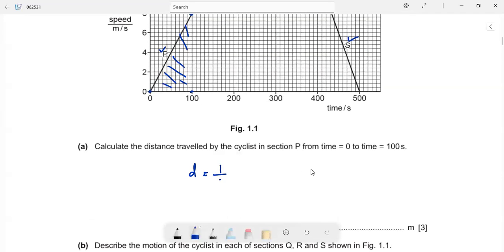So the area will be equal to half into B into H, that is half into 100 (this is the base) into 8 (this is the height). Cancelling, 8 by 2 is 4, and 4 into 100 will be equal to 400 meter.